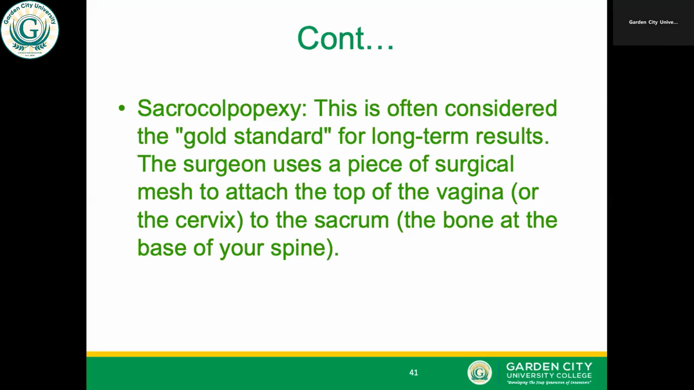This method is called the golden standard, and with this one, the surgeon will use a mesh and hold the top of the vagina or the cervix to the sacrum. And the moment the surgeon is able to do that, if the vagina or the cervix is held to the sacrum, it cannot move down. And if it cannot move down, automatically the uterus cannot also move down.